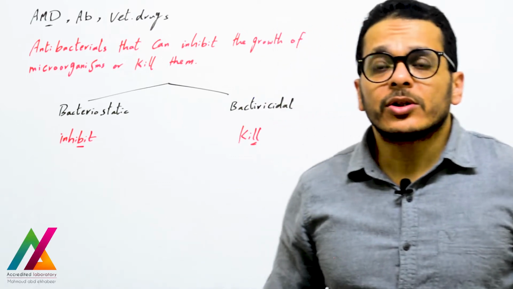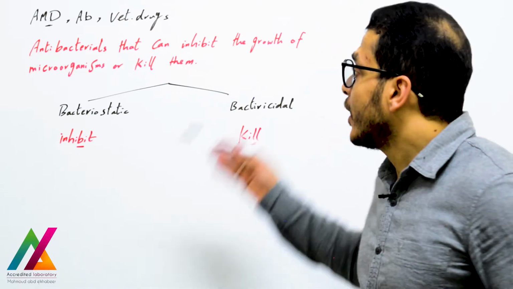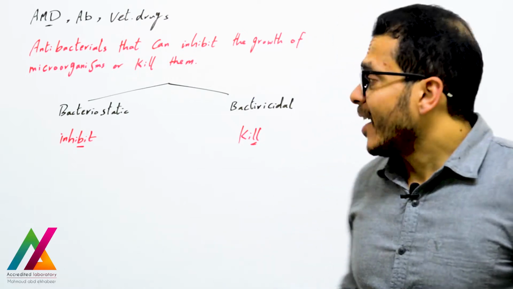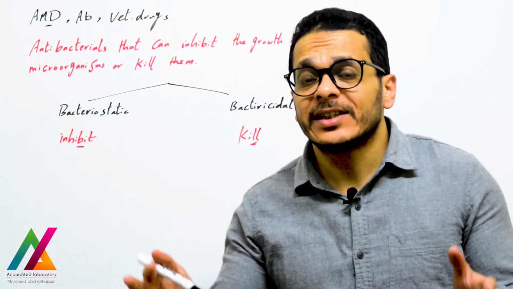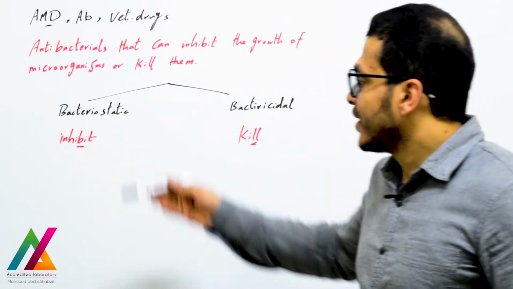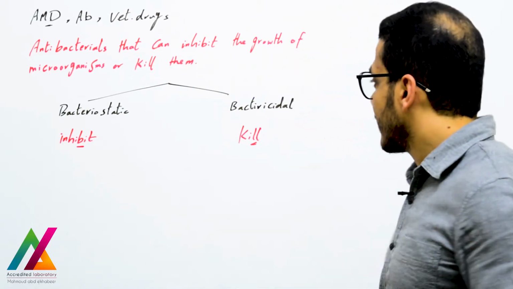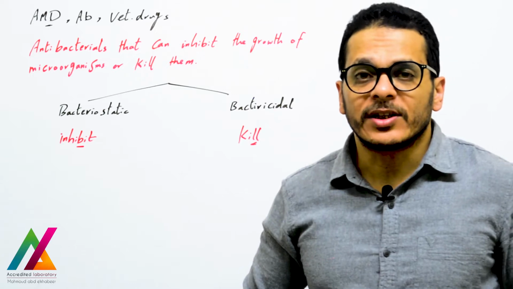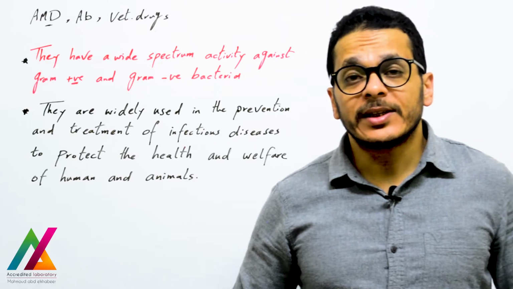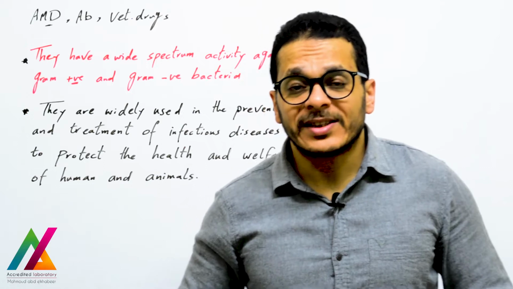Antimicrobial drugs, or antibiotics, or veterinary drugs, are antibacterials that can inhibit the growth of microorganisms or kill the microorganisms. So they are divided according to their mechanism of action into bacteriostatic and bactericidal. Bacteriostatic can inhibit the growth of microorganisms. Bactericidal can kill the microorganisms. Also, they have a wide spectrum activity against gram-positive and gram-negative bacteria. They are antibacterials, so they are active against all types of bacteria.